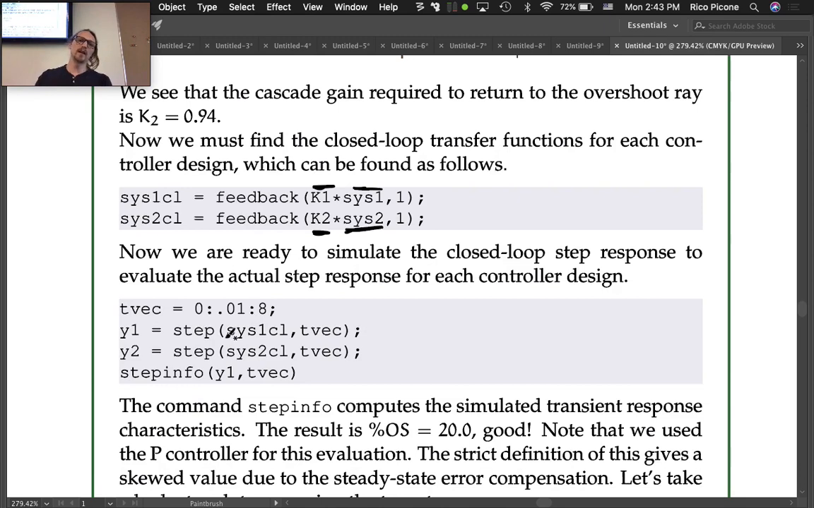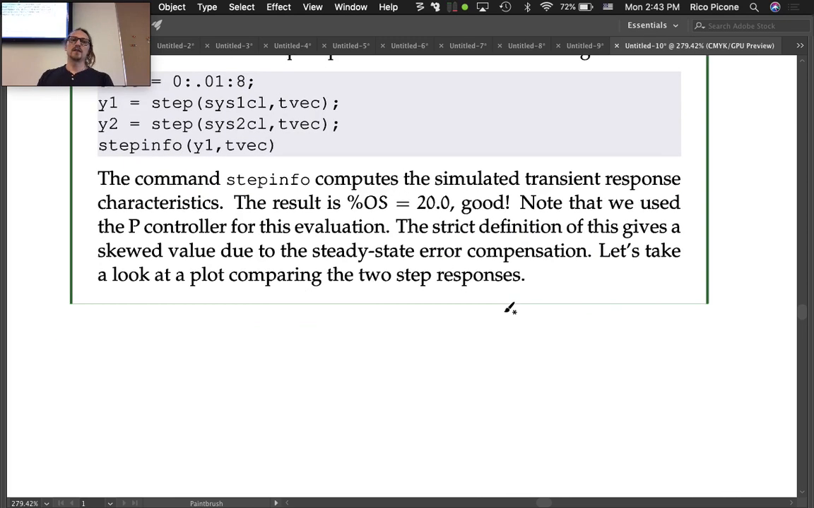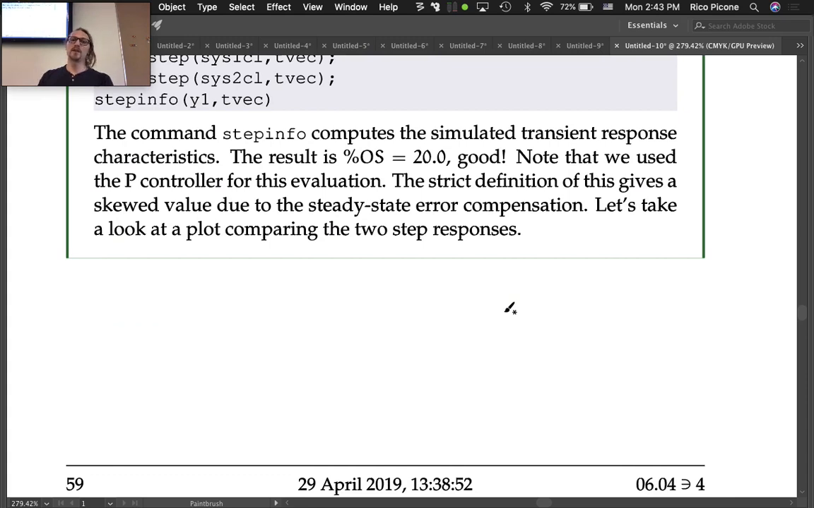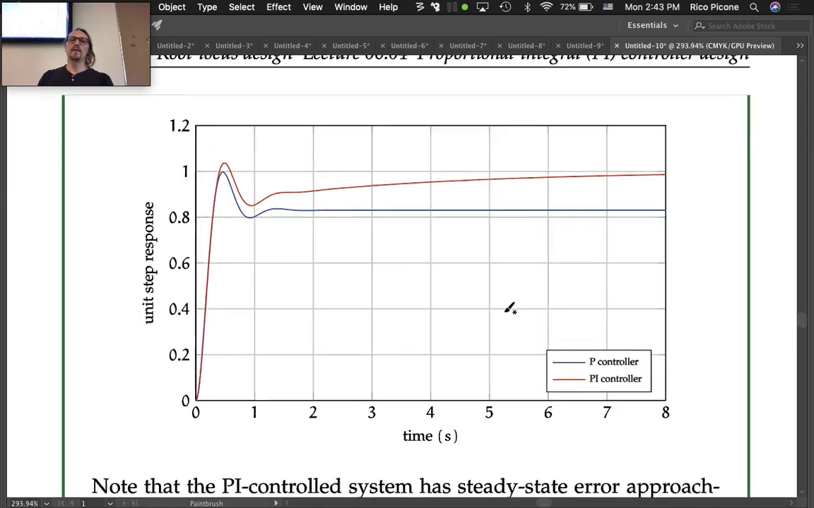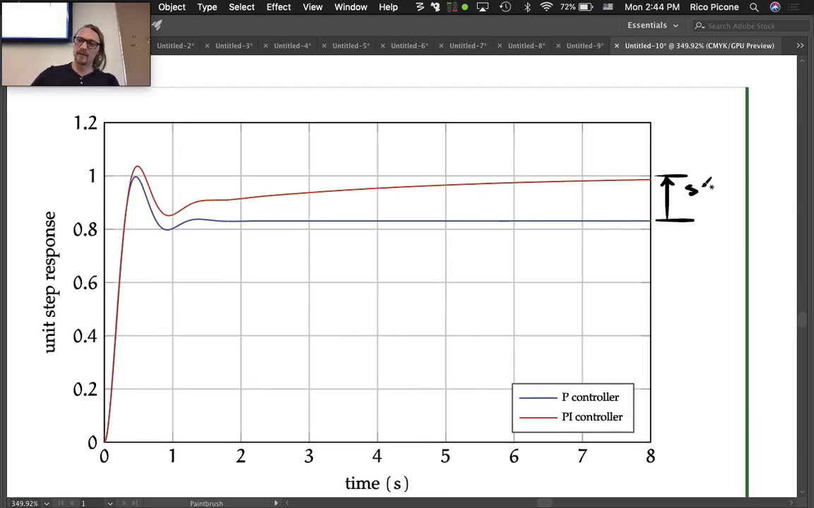We just use the step command to do the simulation, and then we do step info on them, and let's take a look, and it says 20% overshoot. Good. So we're good on that. Let's take a plot, and let's look a little closer. So with P control alone, we get the blue line. And that blue line, notice, has a significant steady state error, right? It should be going to 1, but it's clearly not going to 1. It's going to something else. So this is our steady state error. And that's why we needed to do this integral compensation and do a PI controller, which is going to fix that steady state error. And we get this steady state error mitigation that happens.